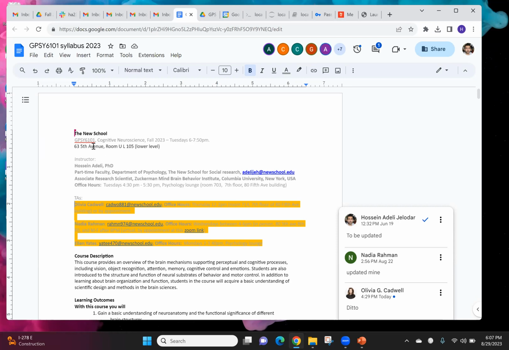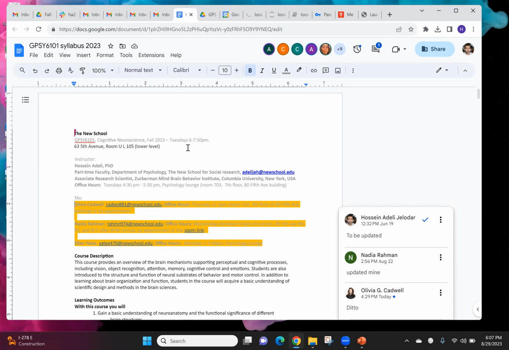So as I said, the course is cognitive neuroscience. We meet on Tuesdays. We start at 6 o'clock. We go until about 7:50. We're going to take a break in the middle. This is the room that you all found. I think it's a much better room than the one we had previously. So that's a good thing.